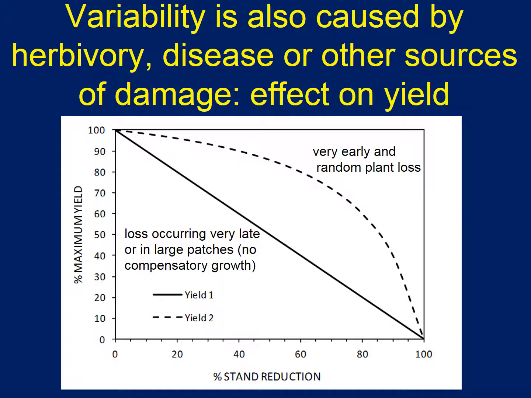On the other hand, when we have very early and or random plant losses, the curve would be like this. With a small percentage of plants being lost, there is almost no reduction in yield. So here we have the maximum compensation possible. The remaining plants, after plant losses, will compensate partly for those losses.